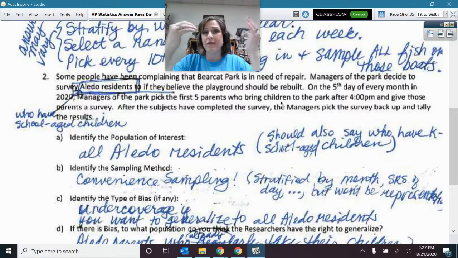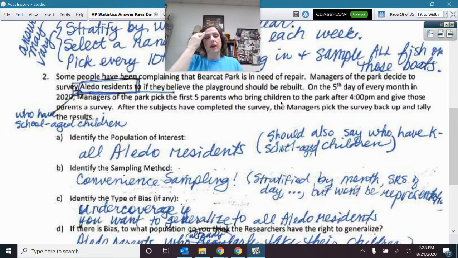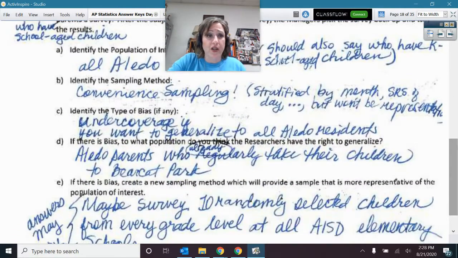So think about that. If they're at Bearcat Park, then they obviously are okay enough with it at least to go to Bearcat Park, so they may not think it needs repair. It could be that the people that think it needs repair aren't going to Bearcat Park because they're like, that is dangerous, I'm not bringing my child there. So that would be convenience sampling. Now they did attempt to stratify by month and all of that other kind of stuff, because I tried to come up with something there. But overall, it's a problem. Convenience sampling will lead to undercoverage, because we want to generalize to all Aledo residents, but we're just getting the ones that are already going to the park.